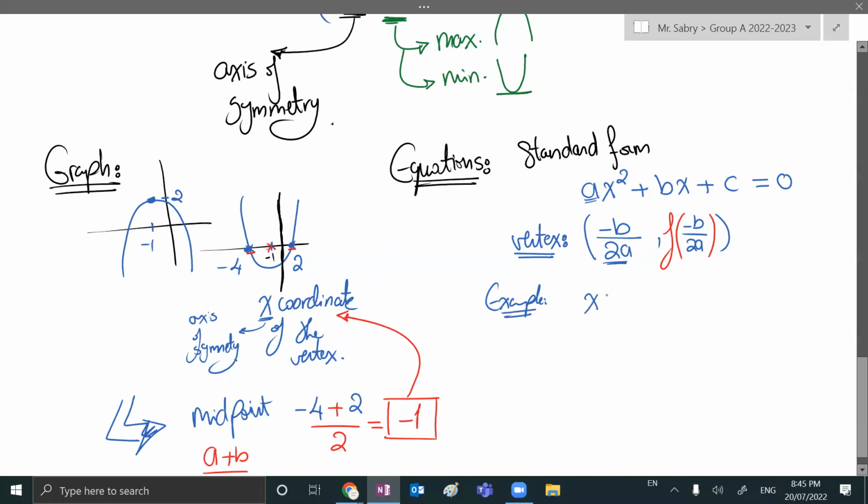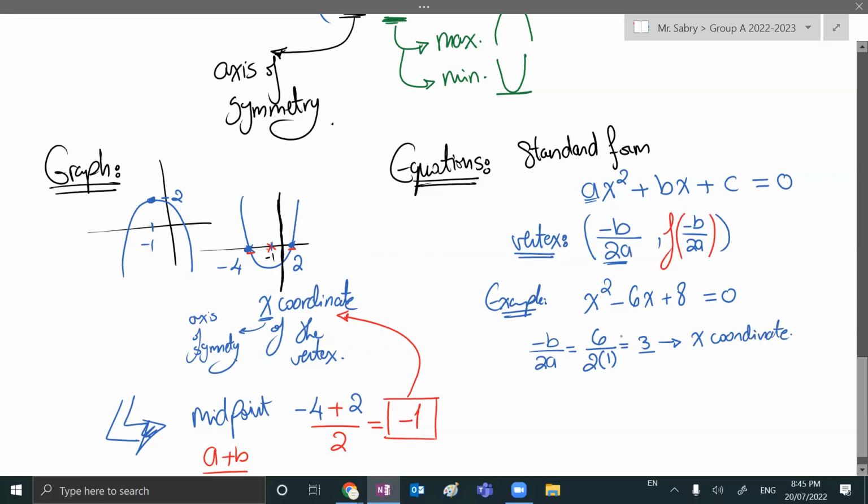Let's say you're given this function, x squared minus 6x plus 8 equals 0. Now, how do I find the vertex? First thing is -b over 2a, which is positive 6 in this case, over 2 times the a, which is 1. That would give me 3. This is the x coordinate of the vertex.